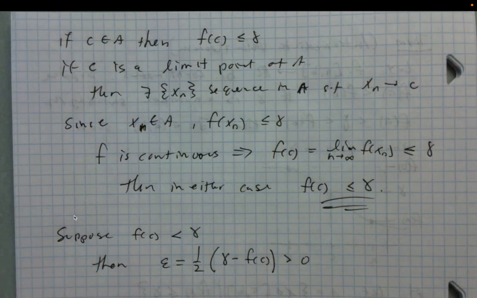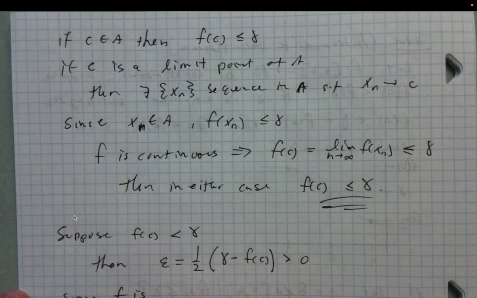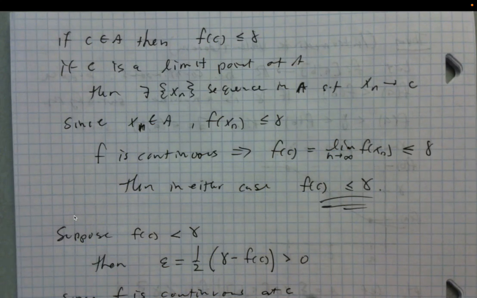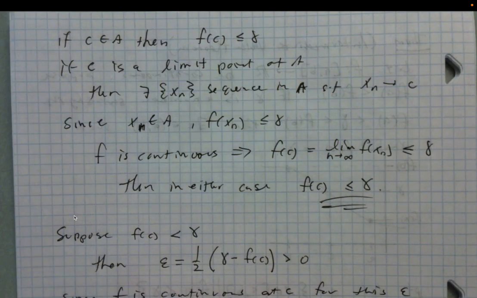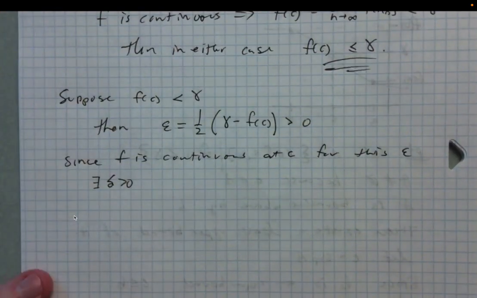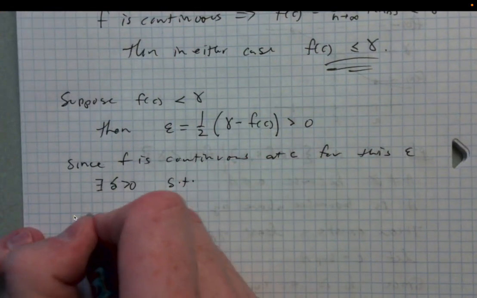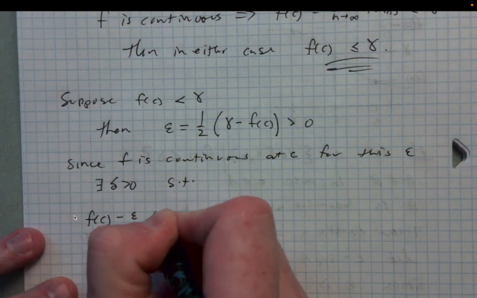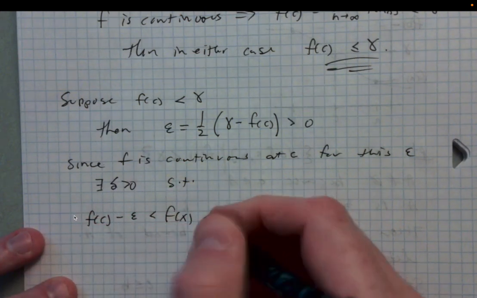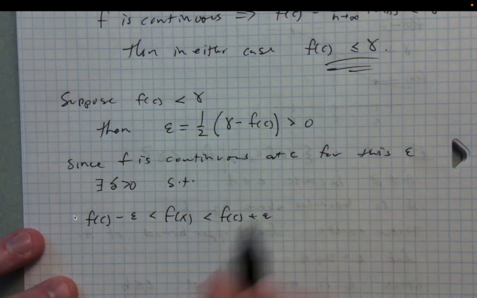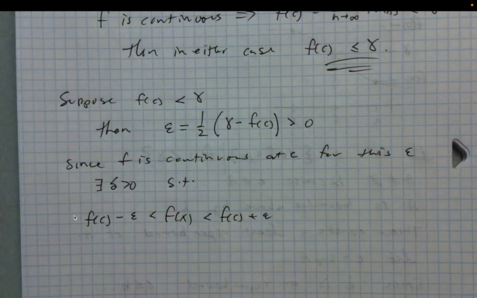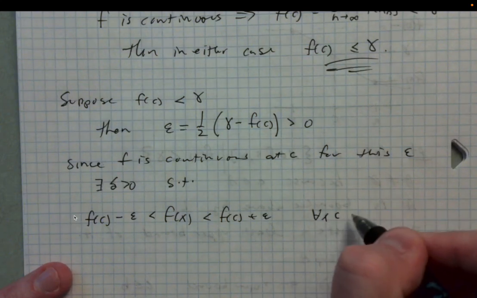So since f is continuous at C, for this epsilon, there must exist a delta greater than 0 such that f of C minus epsilon is less than f of x, which is less than f of C plus epsilon. Namely, f of x is in the epsilon neighborhood of f of C. And this has got to be true for all x in the delta neighborhood of C.